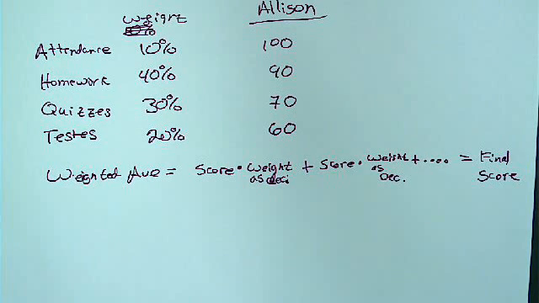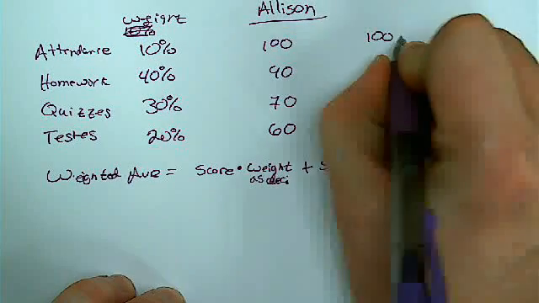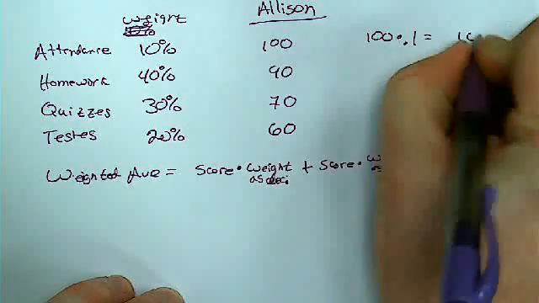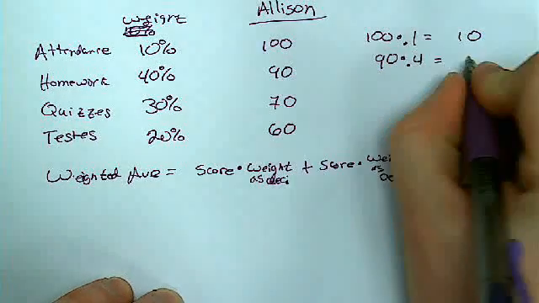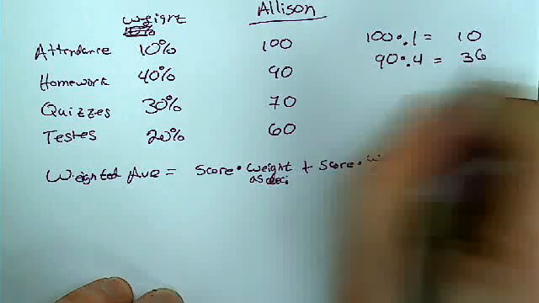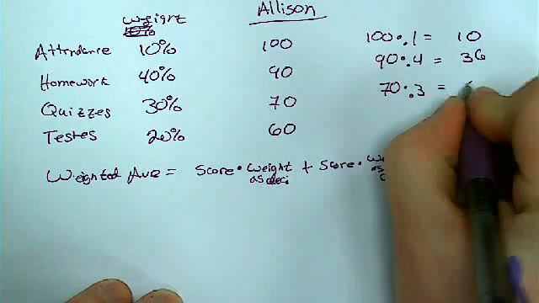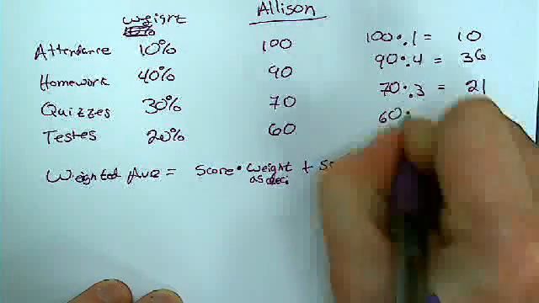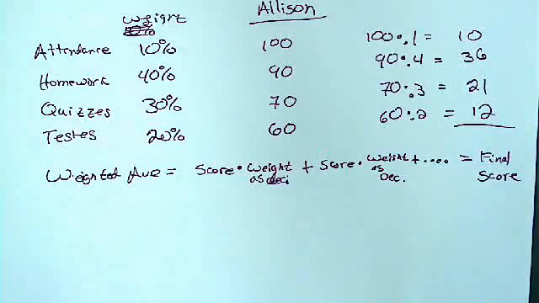I'm going to add these all up. So normally when I calculate these by hand, I do them vertically. So if I were to work on Allison's grades, I do 100 times 0.1, which gives me 10 points. 90 times 0.4, which gives me 36 points. 70 times 0.3, which is 21. 60 times 0.2, which is 12. I'll slow down a bit here so you can write this out.